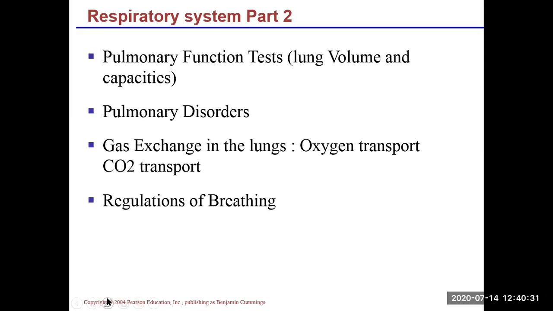The spirometer, or another name, pulmonary function test, or PFT. All right, so a pulmonary function test or a spirometer can measure the lung volume and also the capacity. It can pick up potential pulmonary disorders and give you an idea about how well your gas exchange is taking place.